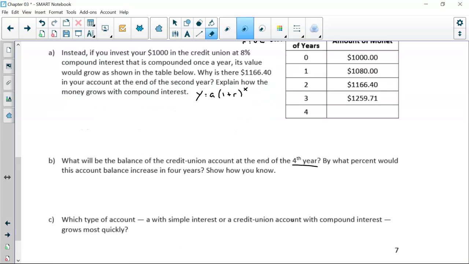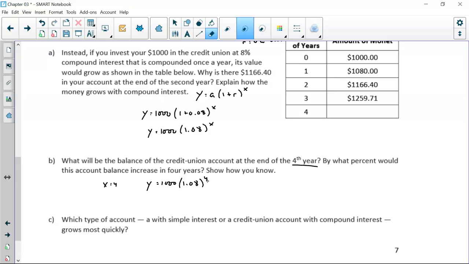Like I said, we're skipping around a little bit. So for our equation, we can write y equals, we're starting with 1,000, that's our initial, 1 plus 0.08 to the x. So y equals 1,000 times 1.08 to the x. That's the model we can use to determine how much money we'll have in our account at any year. So for part B, x equals 4. So y equals 1,000 times 1.08 to the fourth.